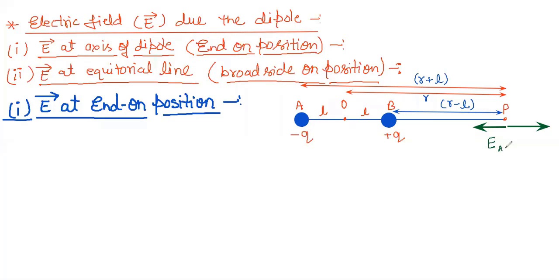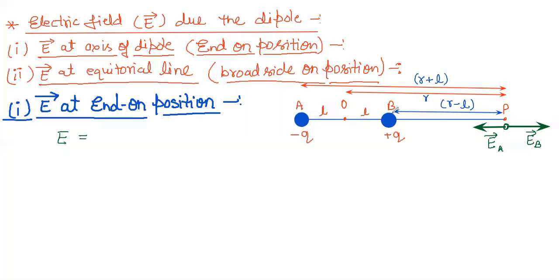This will be the EA vector and this will be the EB vector. So the net electric field at point P will be, I'm taking the magnitude, since they are acting opposite to each other, so the net electric field will be equal to the difference of the electric field.